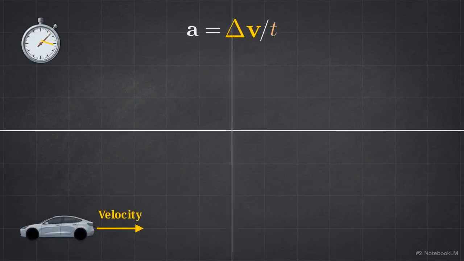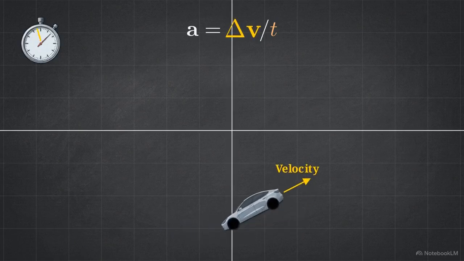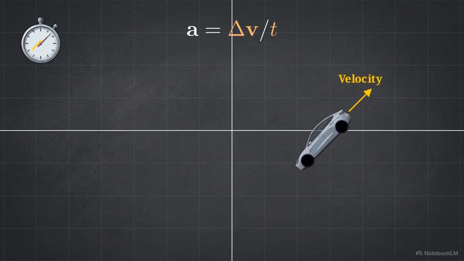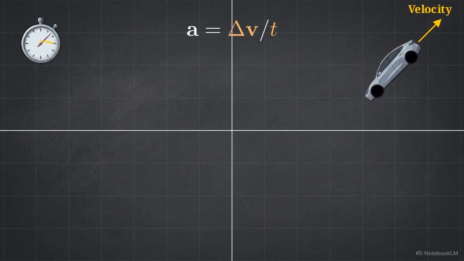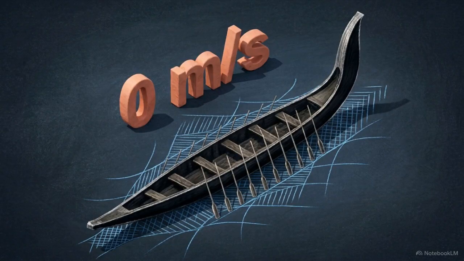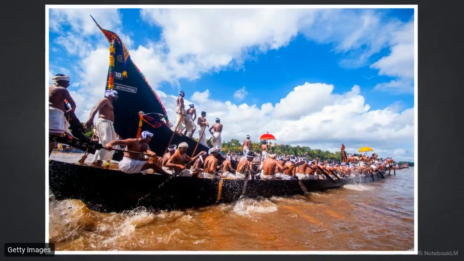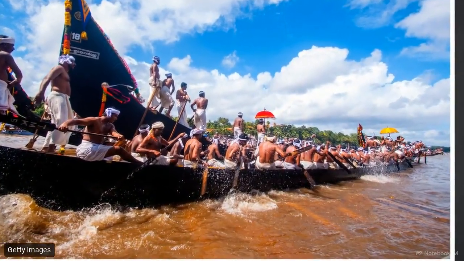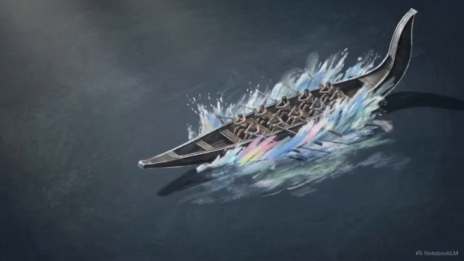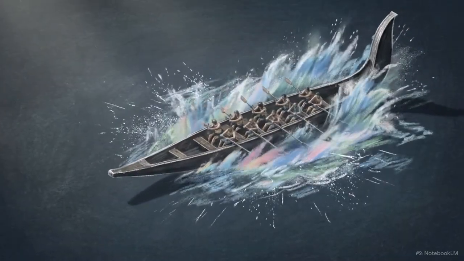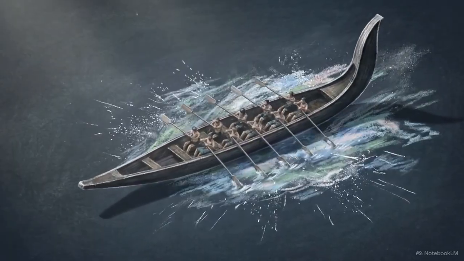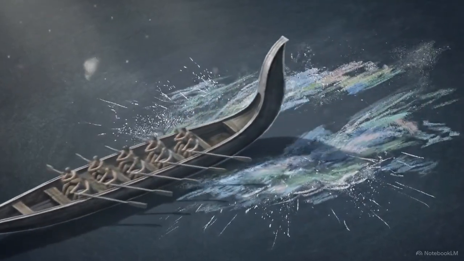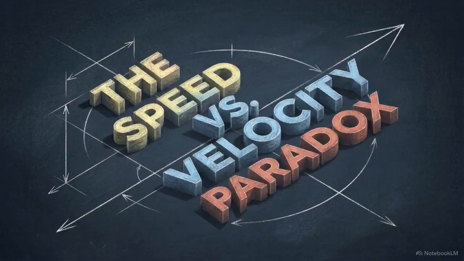When they speed up, slow down, or turn, they undergo acceleration, defined as the rate of change of velocity over time. During a snake boat race in Kerala, the boats begin at rest with an initial velocity of zero. The sudden, coordinated effort of the rowers creates an immediate spike in positive acceleration. When those same boats cross the finish line and the rowers dig their oars in to stop, the velocity decreases, an action called retardation.